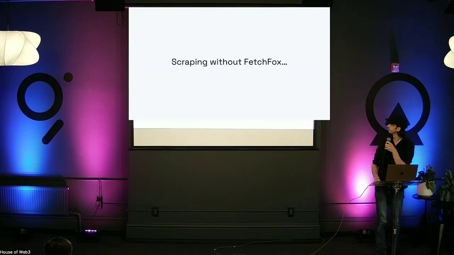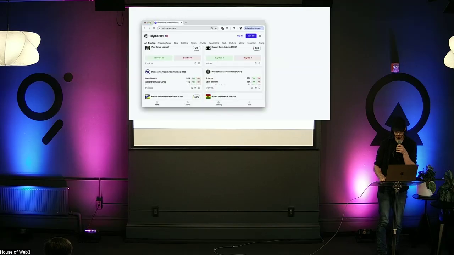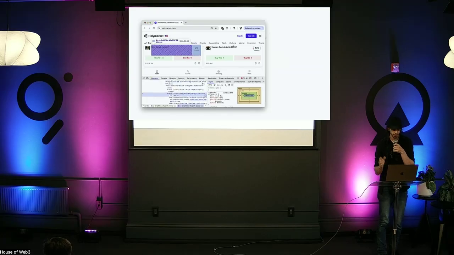Sorry. This is scraping without FetchFox. Just so everyone knows, scraping is when you get data from the internet into like a CSV, like a spreadsheet. So let's say you want to scrape Polymarket, want to get all the data off there. Say, okay, open up Chrome Inspector. Developers, you guys have all seen this, right? You say, okay, what is the CSS selector here? That's the data I want.